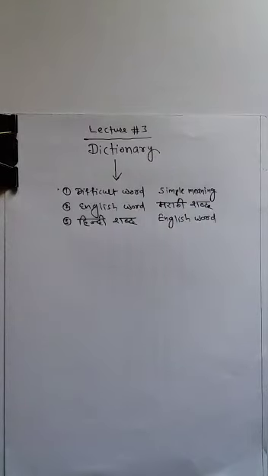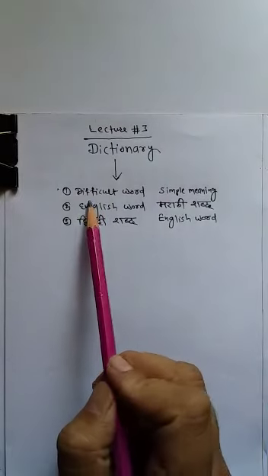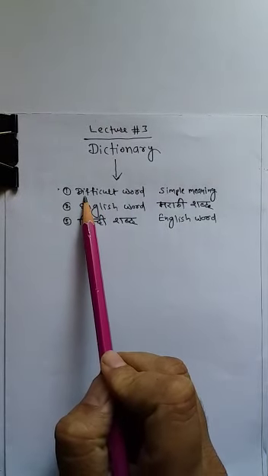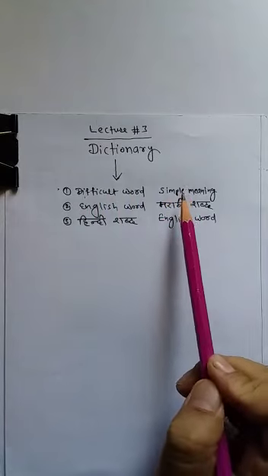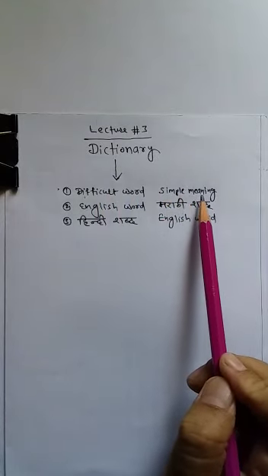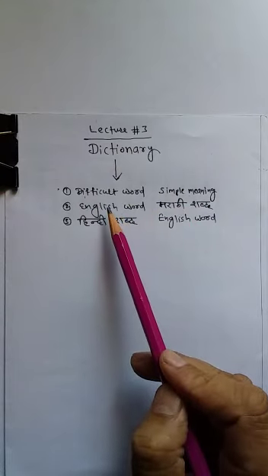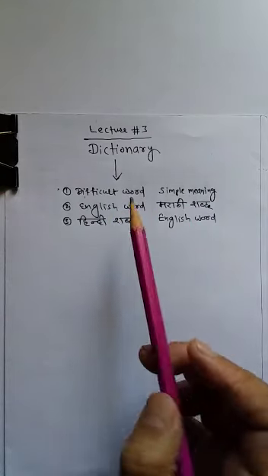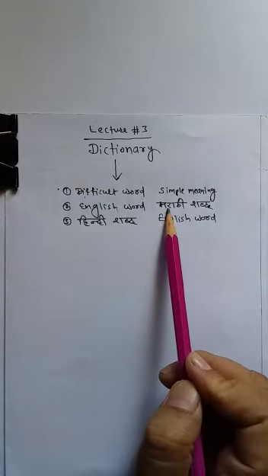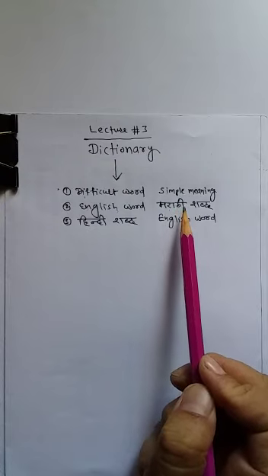Today's topic is dictionary. Now we are familiar with the word dictionary. For what purpose are we using it? For example, we have some difficult English word. To see its meaning in simple terms, we use the English dictionary. We have an English-Marathi dictionary in which, for an English word, we find its equivalent Marathi word.